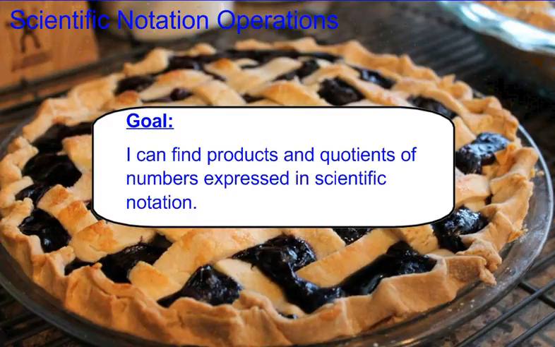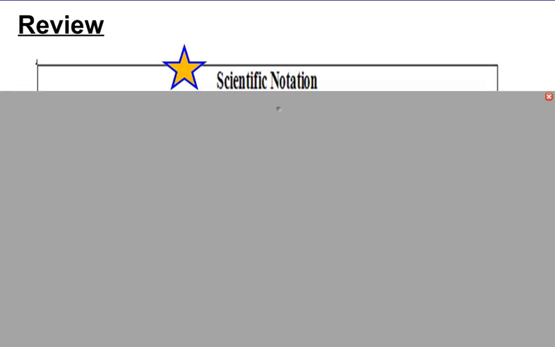Our goal for today is to find products and quotients of numbers expressed in scientific notation. So remember, products would be multiplication, quotients would be division. So we're going to multiply and divide scientific notation numbers. So let's do a quick review first of some of the things we've learned with exponents and scientific notation.